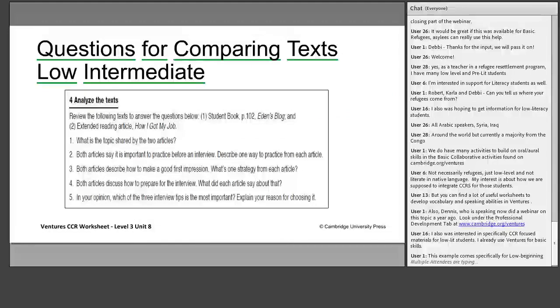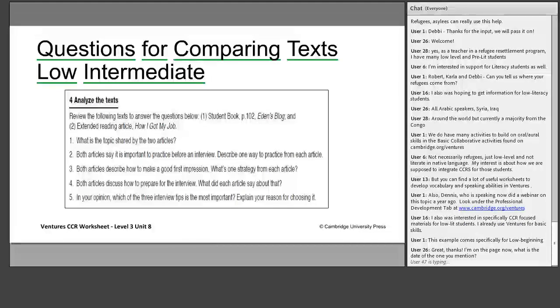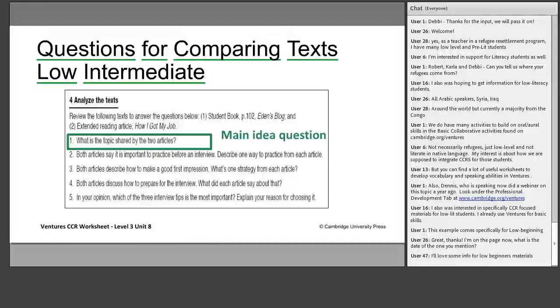The Analyze the Text section following the reading on the CCR worksheet asks students to review the reading in the student book, Eden's blog, and the CCR worksheet article, How I Got My Job, before answering the 5 questions. The first question is a main idea question. What is the topic shared by the 2 articles? Note that at the beginning level there was also a main idea question, but students chose the answer from 2 choices. Here at the intermediate level, students have to come up with the answer on their own.